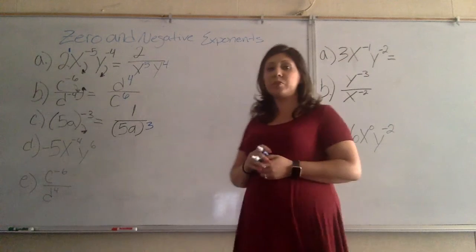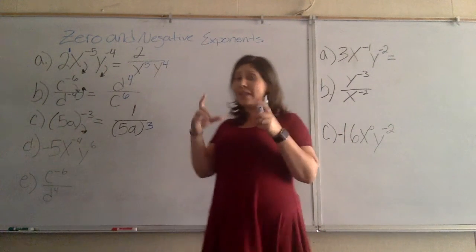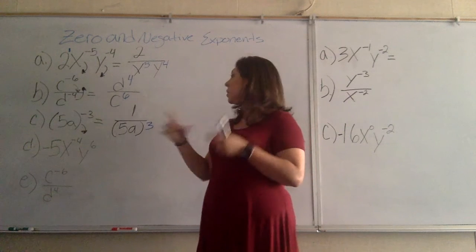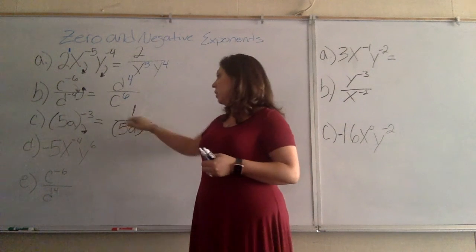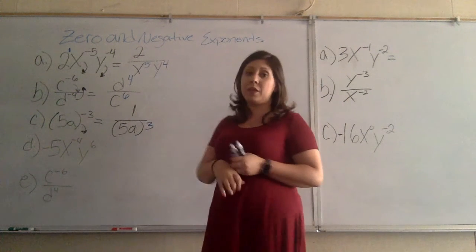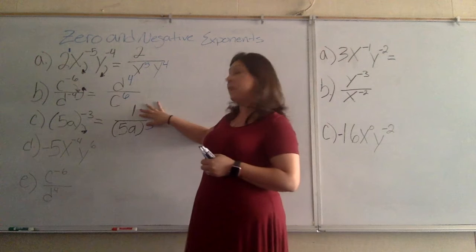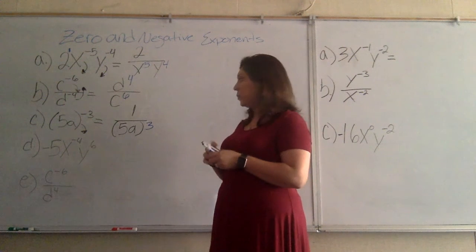Okay? So again, because I have those parentheses, I'm treating the 5 and the A as one item. So I'm going to move both of them down. I'm going to keep those parentheses, and that negative 3 does become positive at the end. And since I didn't have anything staying on the top, I put in a 1 as a placeholder.